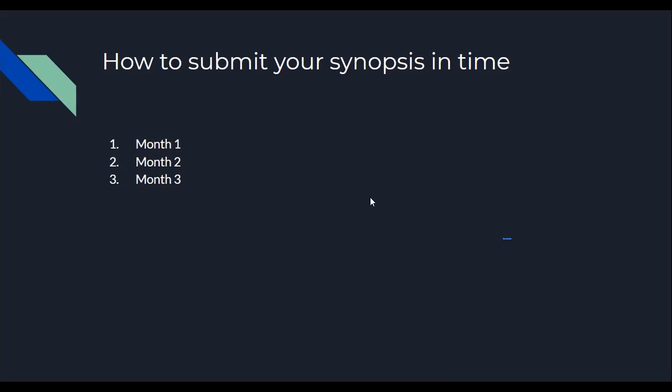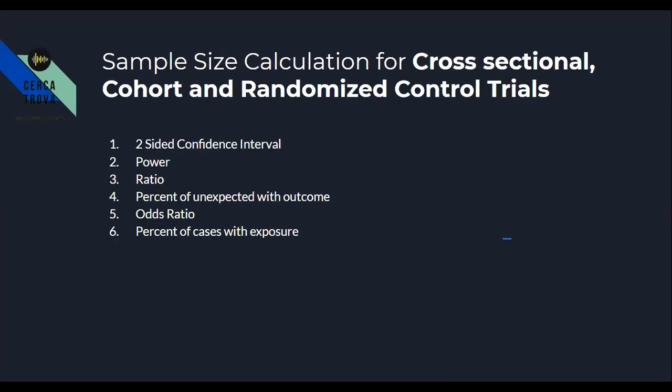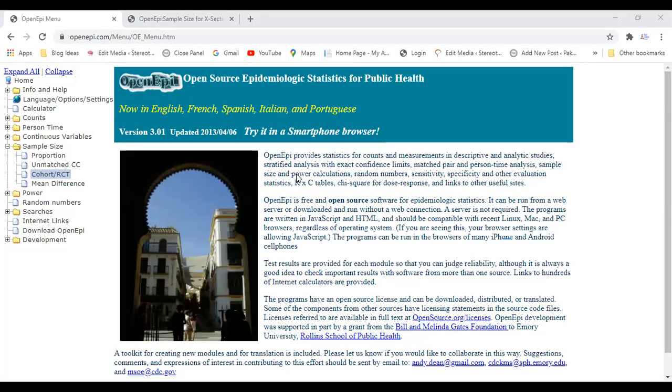I'll be going back to answer Dr. Usman's question on sample size calculation for cross-sectional studies. Dr. Usman, I'll be showing you again how you can calculate the sample size using the sample size calculator here. Once you go to OpenEpi, just go here and select cohort RCT.